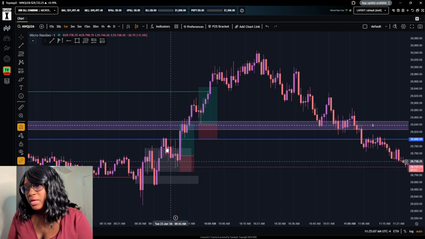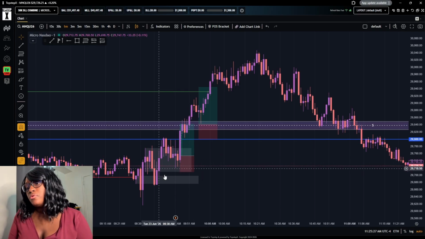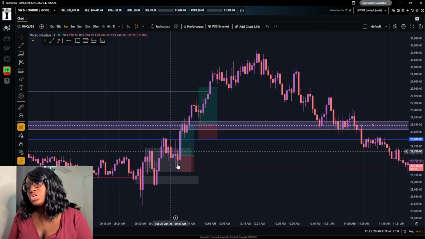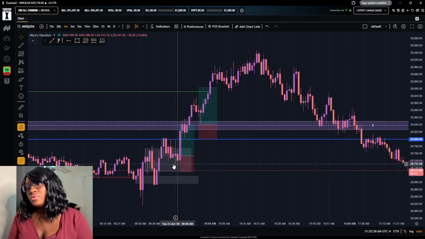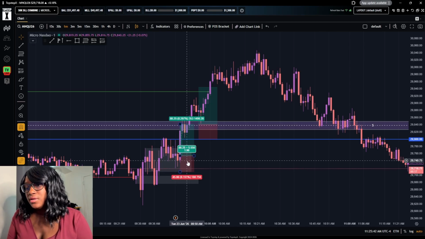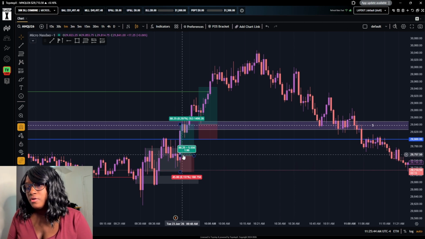I saw it was picking up the pace around here. So I was basically waiting for it to show a lot of rejection wicks to the upside. We already closed outside of this zone. So I was looking for the rejection wicks to show that it wasn't really trying to go down here. So I did get in off of that.